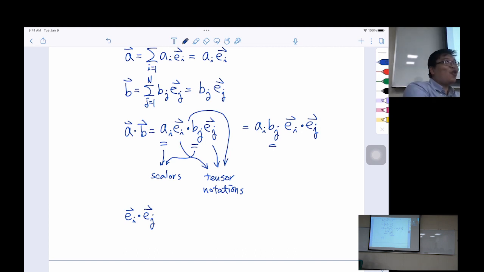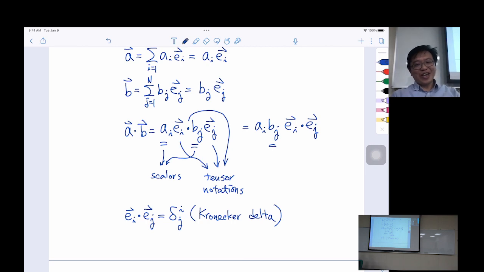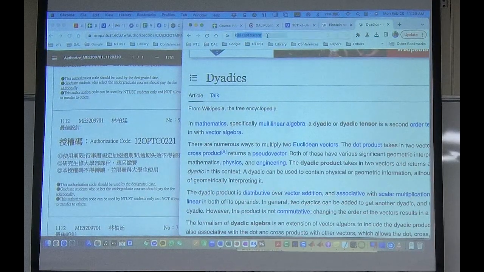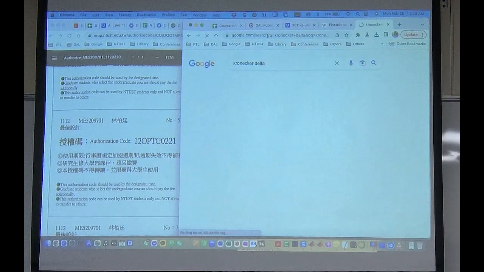There's something called Kronecker delta. By the way, this is a graduate course. You should learn something at graduate level. What is Kronecker delta?